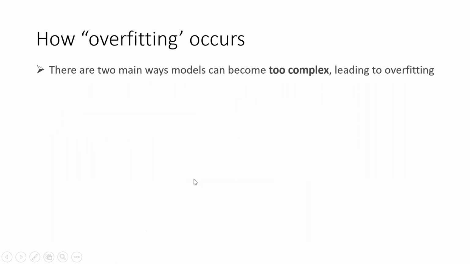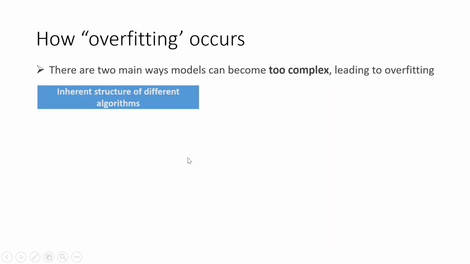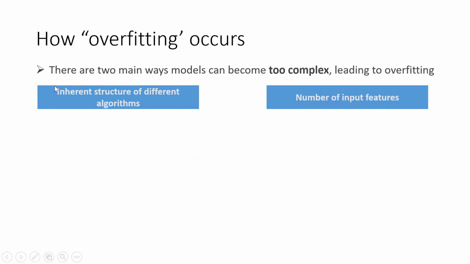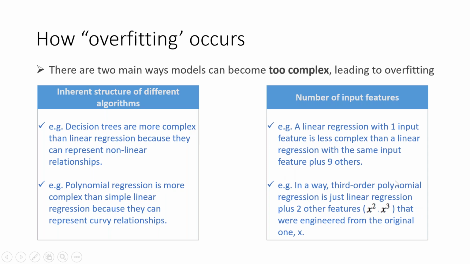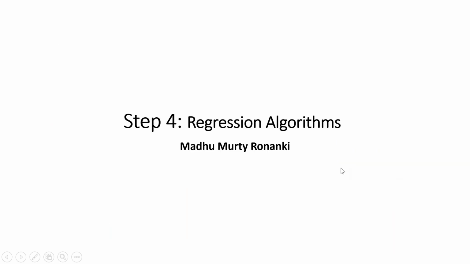So there are two main ways models can become too complex, leading to overfitting. Anyway, I'm repeating myself: the inherent structure of the different algorithms, and the number of input features. Like decision trees, we can make them more complex and then systematically bring it down. Polynomial terms also increase complexity, then we can reduce it using some of the tactics. Similarly, adding more features will also make the model complex. So that is where our step number 1 ends.